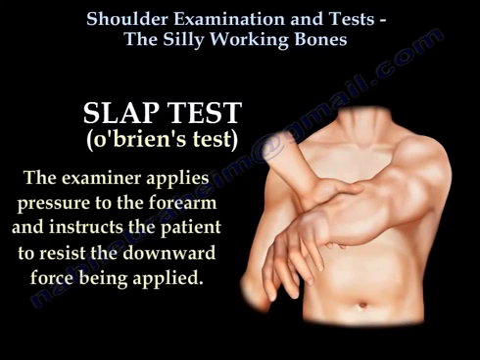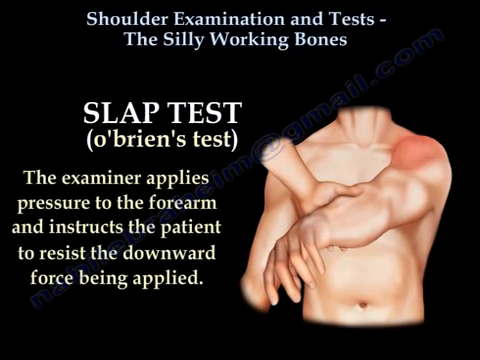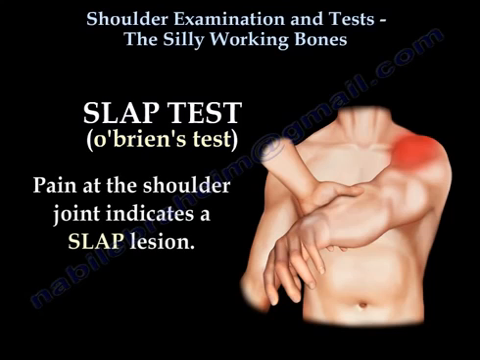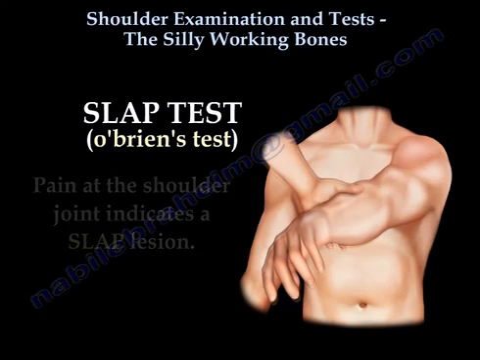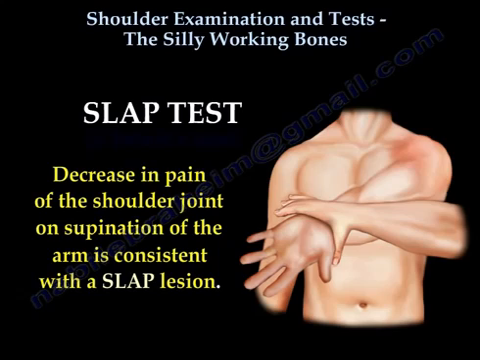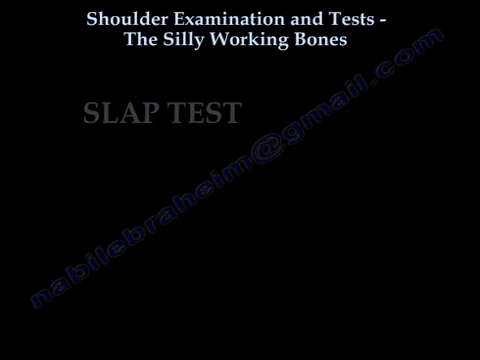The examiner applies pressure to the forearm and instructs the patient to resist the downward force being applied. Pain at the shoulder joint indicates a slab lesion. Decrease in pain in the shoulder on supination of the arm is consistent with a slab lesion.